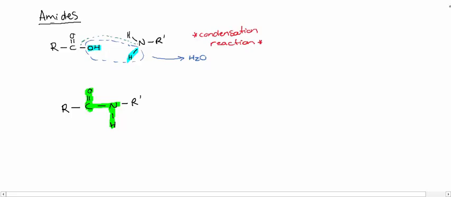Now you can see I've drawn the structure with the carbonyl on one side of the structure and the hydrogen from the nitrogen on the other side of the structure. It doesn't have to be like that. You can have them both on the same side or you can have them on alternate sides. I usually just draw them like this for ease within the structure.